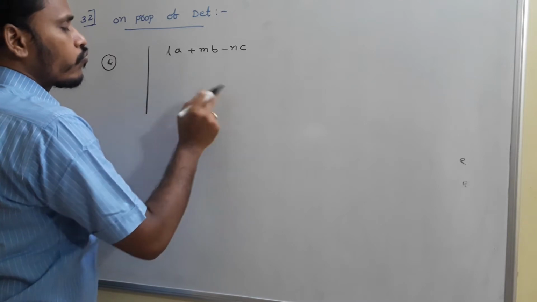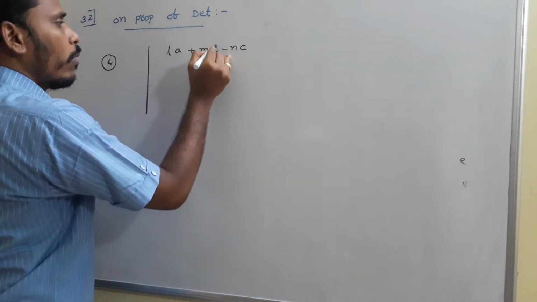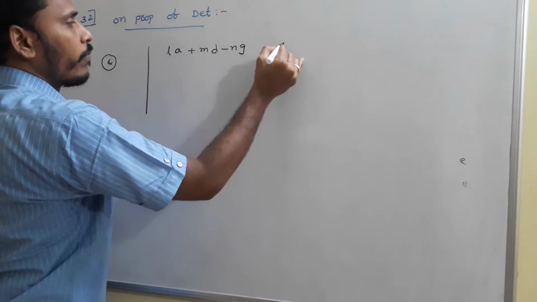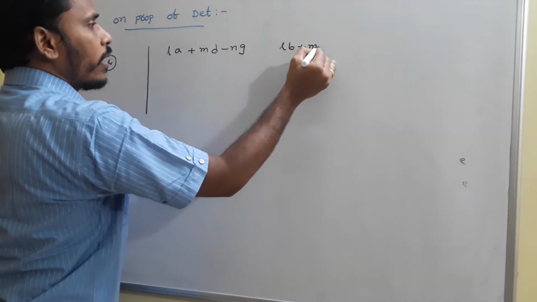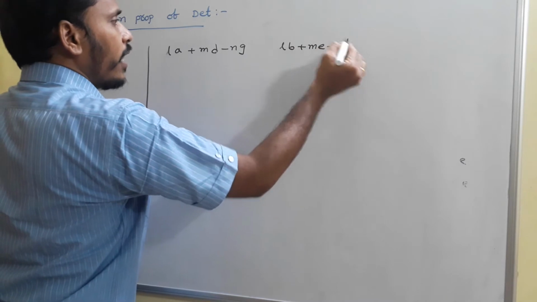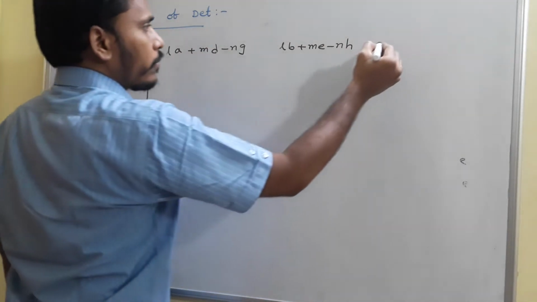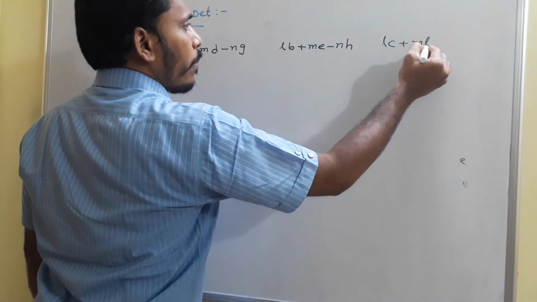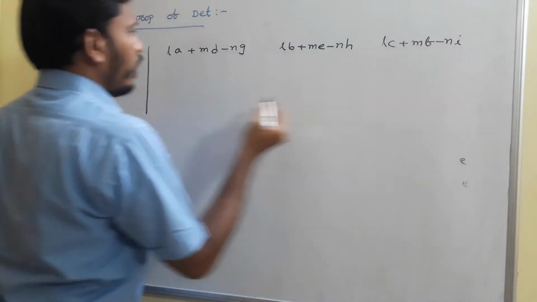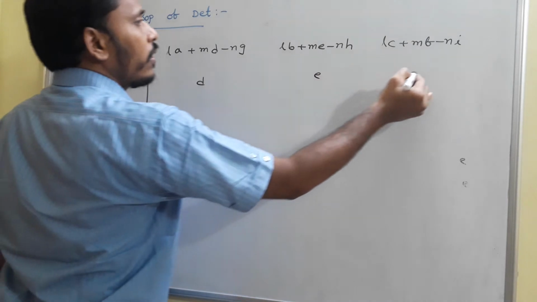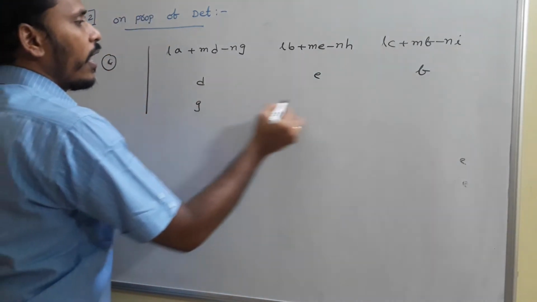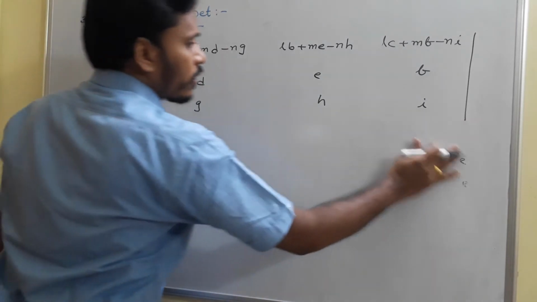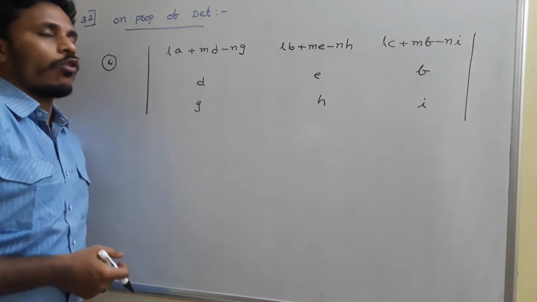LA plus MD minus NG, LB plus ME minus NH, LC plus MF minus NI, D, E, F, G, H, I. Okay, that's what we need to find. Just have a look. We need to find the determinant of this.